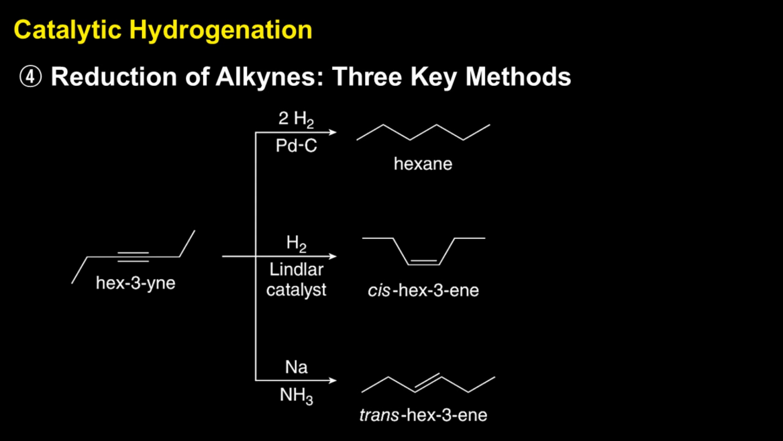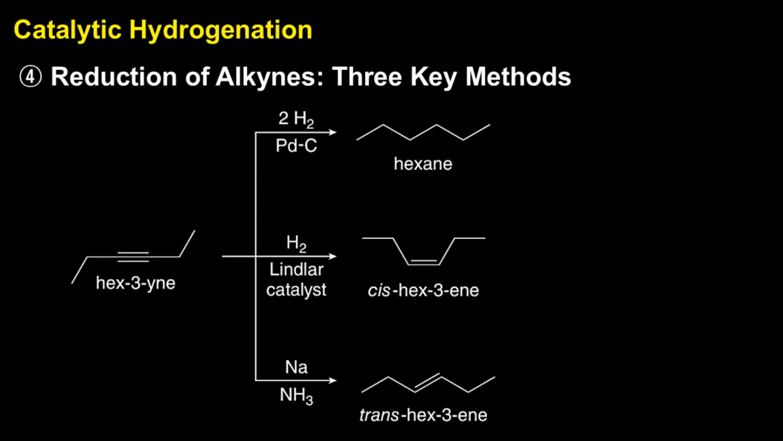Let's wrap things up by comparing all three methods side by side, using a real example. If we do full hydrogenation with palladium on carbon, we get hexane, a fully saturated alkane. If we want to stop at the cis-alkene, we use the Lindlar catalyst and we get cis-hex-3-ene. And if we're aiming for the trans-alkene, we use sodium and liquid ammonia, which gives us trans-hex-3-ene. So depending on which product you're going for, alkane, cis-alkene, or trans-alkene, you just pick the right set of conditions. And that's the beauty of selective catalytic hydrogenation in organic synthesis.